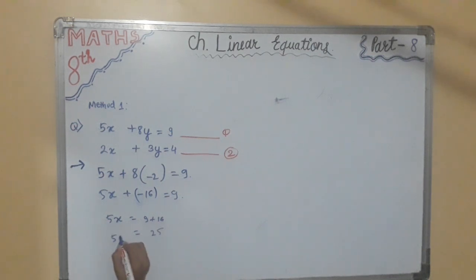25. 5x is equal to 25 means x is equal to 25 upon 5. 5 ones are 5, 5 fives are 25. Therefore, the value of x is equal to 5. I hope you've understood how to find the value by substitute method. Your work is you have to cross check these answers.